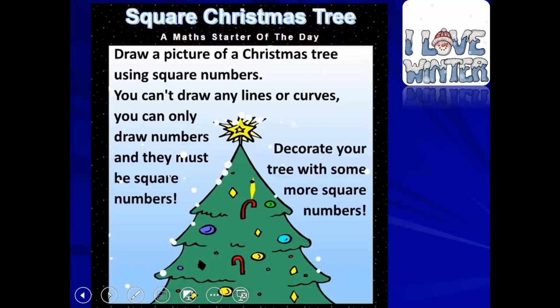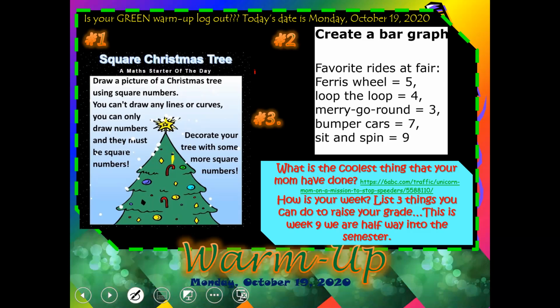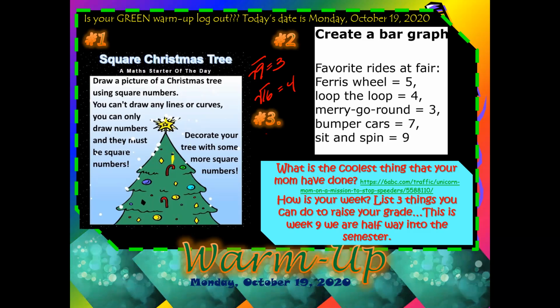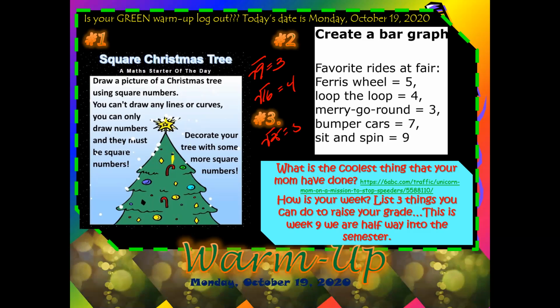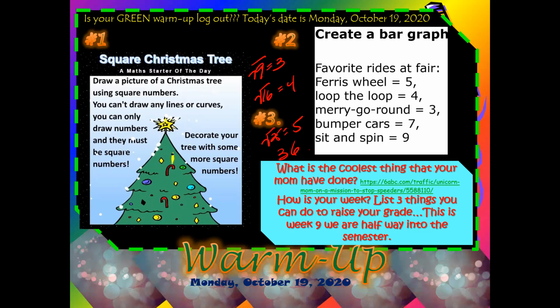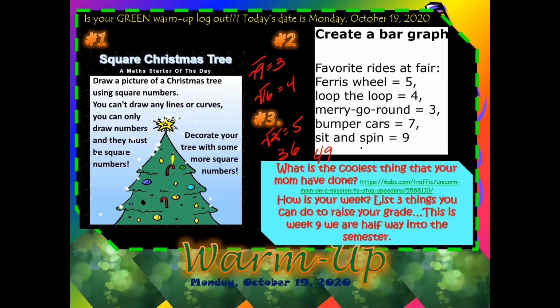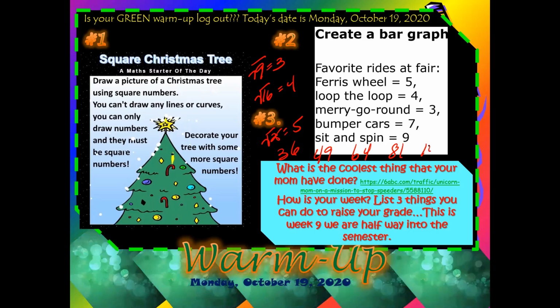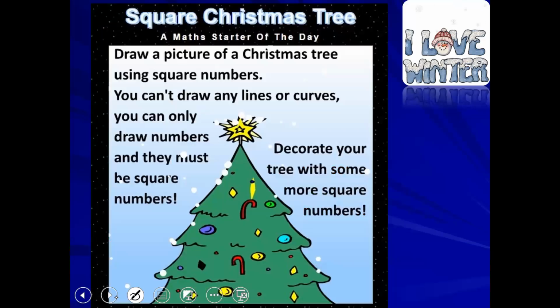All right, so the first thing I asked you to do was to draw a Christmas tree using square numbers. As you know, square numbers are like the square root of 9, which is 3, the square root of 16, which is 4, the square root of 25, which is 5. So you can tell that 36 is the next one, 49, 64, 81, 100. These are all square numbers.